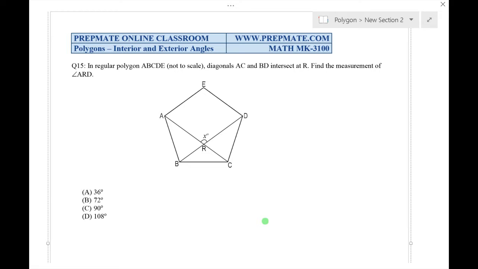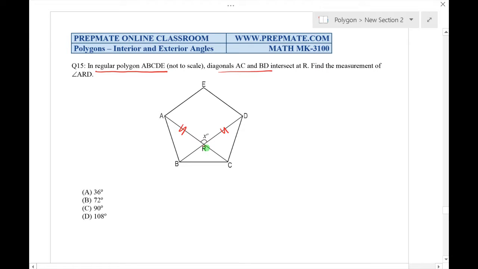Okay, let me read the problem. In a regular polygon A, B, C, D, E, therefore this is five-sided, which is a pentagon. Diagonals AC and BD. AC is this and BD is this. Intersect at R here, okay. Find the measurement of angle ARD, this angle.